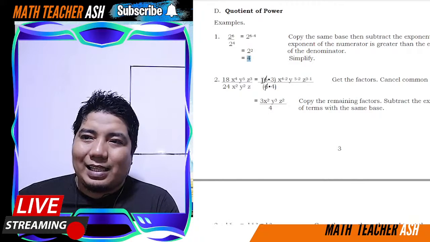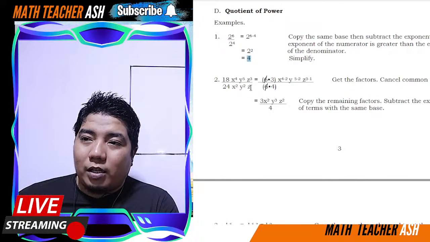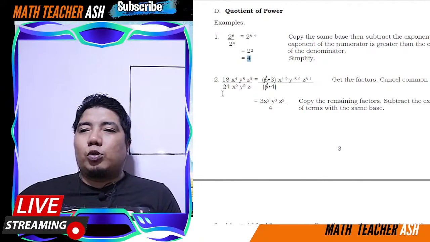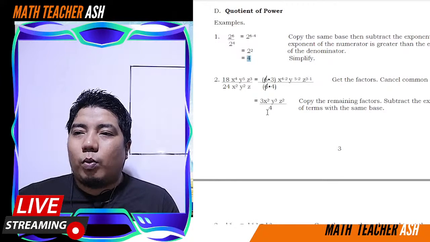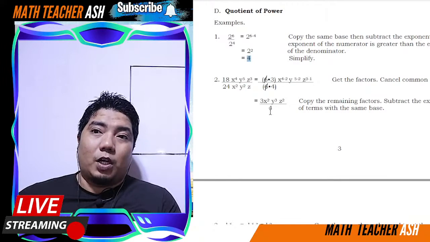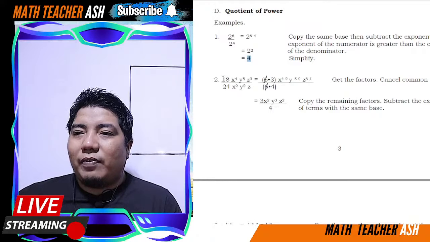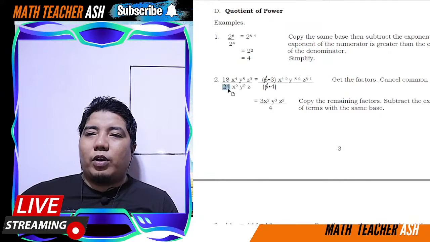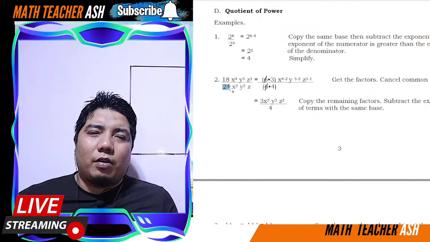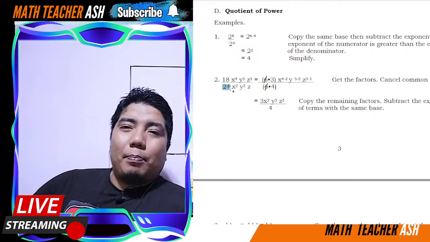5 minus 2, that is 3. 3 minus 1, there is a 1 here. So that is 2. So giving you x squared y cubed z squared. Alright? However, we have here 18 divided by 24. Can you divide 18 by 24? Okay, you can. But you can apply the lowest term.